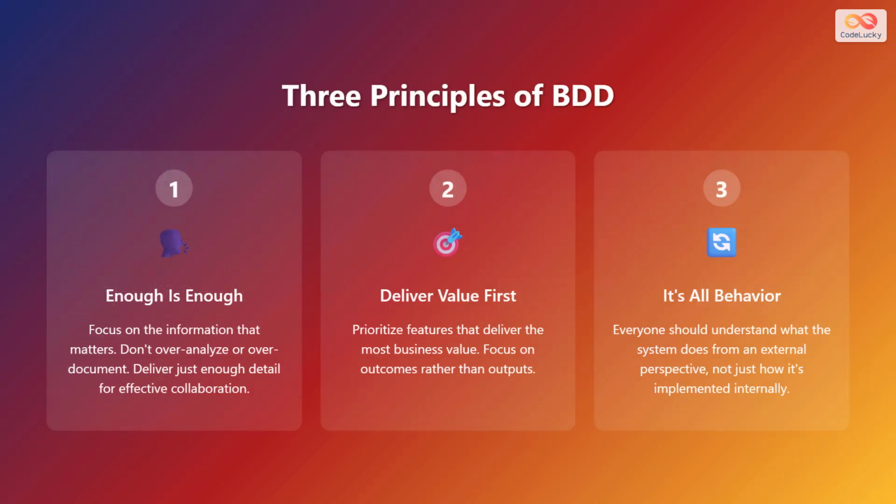Behavior-driven development is guided by three core principles. First, enough is enough. Focus on the information that matters. Don't overanalyze or overdocument. Deliver just enough detail for effective collaboration. Second, deliver value first. Prioritize features that deliver the most business value. Focus on outcomes rather than outputs. Third, it's all behavior. Everyone should understand what the system does from an external perspective, not just how it's implemented internally.